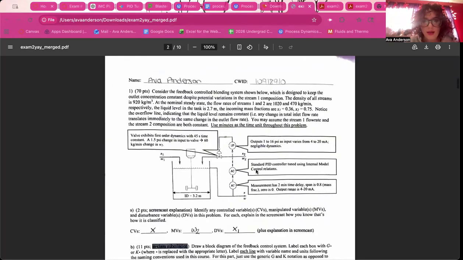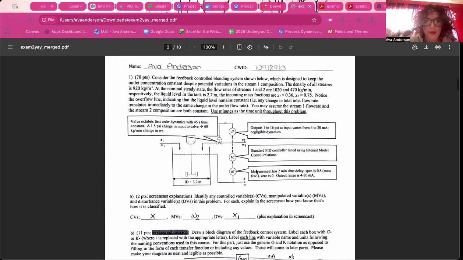Okay, exam one, walking through just the problem statement. The control variable is x, which is the outlet mass fraction. The system is designed to keep that constant. The manipulated variable is W2, which is the flow rate of stream 2. The controller adjusts the valve to control that flow. And the disturbance variable is x1, which is the inlet mass fraction of stream 1. The problem states the system must handle potential variations in that stream.